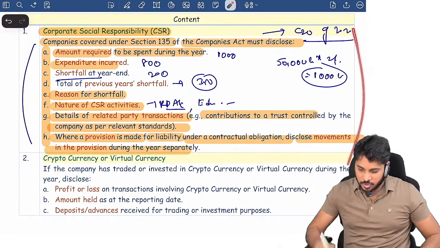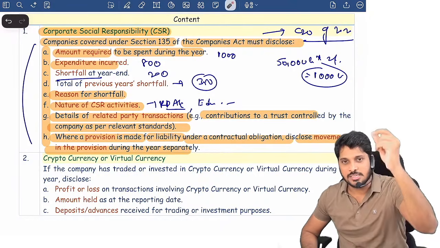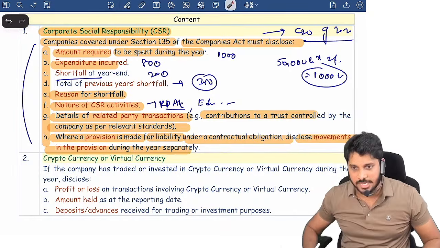That's it. With respect to CSR, ARI is completed. Clear, guys? ARI is completed with respect to CSR. That's it, guys.